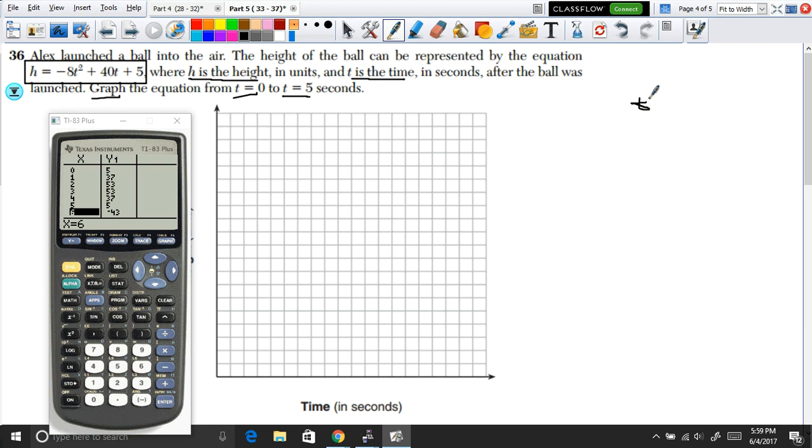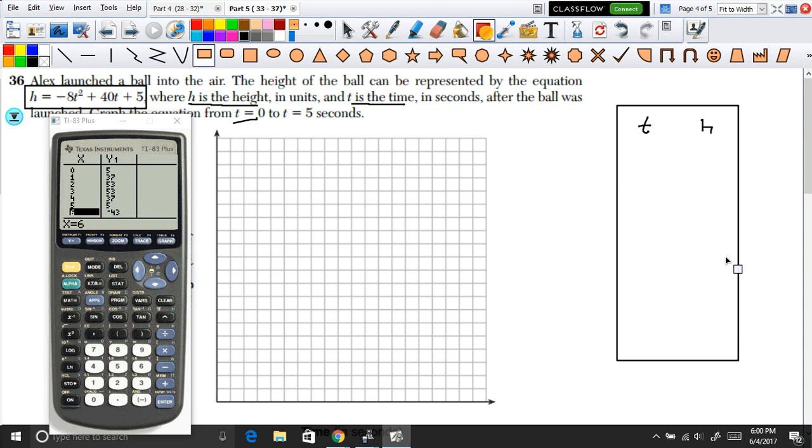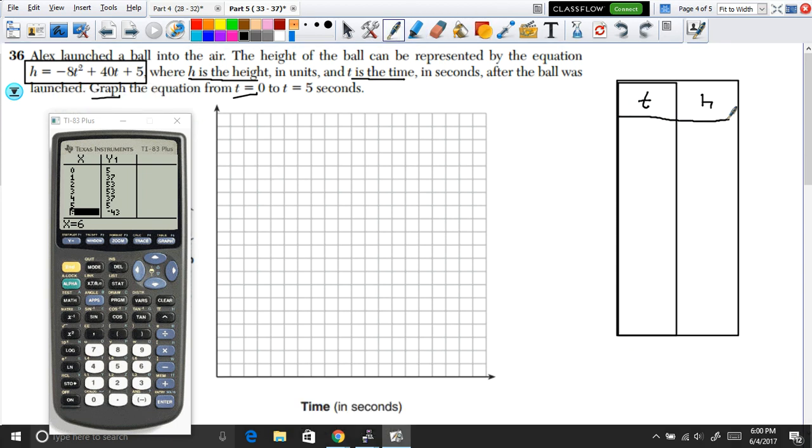So we have t and h. I think it's easier if I just use the tool here. So 1 second. So let's build our table. Cool. So t and h, which again in our calculator is x and y, because that's how the calculator works. So let's choose a point. We went from 0 to 5, so we know that at 0, y is 5, so we got a point at 0, comma 5.